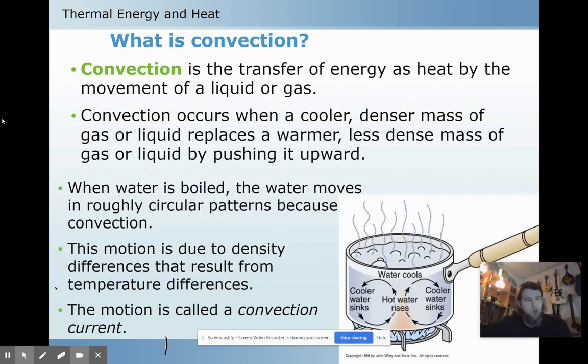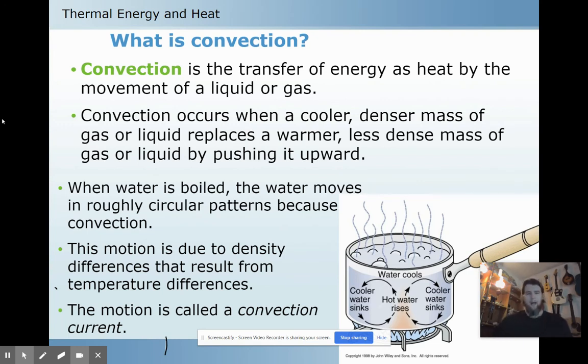So we also have convection. They don't talk about it too much in your CK12 unit, but it's important for us to know. Convection is just the transfer of energy as heat by the movement of gases or liquids. You have the graphic down here in the corner, which is good for us to look at, because convection will occur when a colder, denser mass of gas or liquid is replaced by a warmer, less dense mass. The big thing there is we have to look at the masses. The relative masses here are what really make it work.